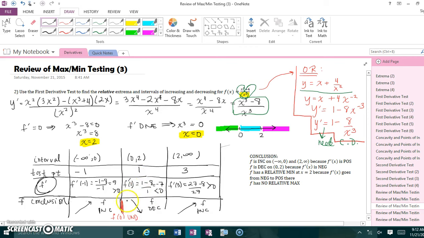If my first derivative is negative, I know my function's decreasing. If the first derivative is positive, my function's increasing. Now look very carefully how I stated this.